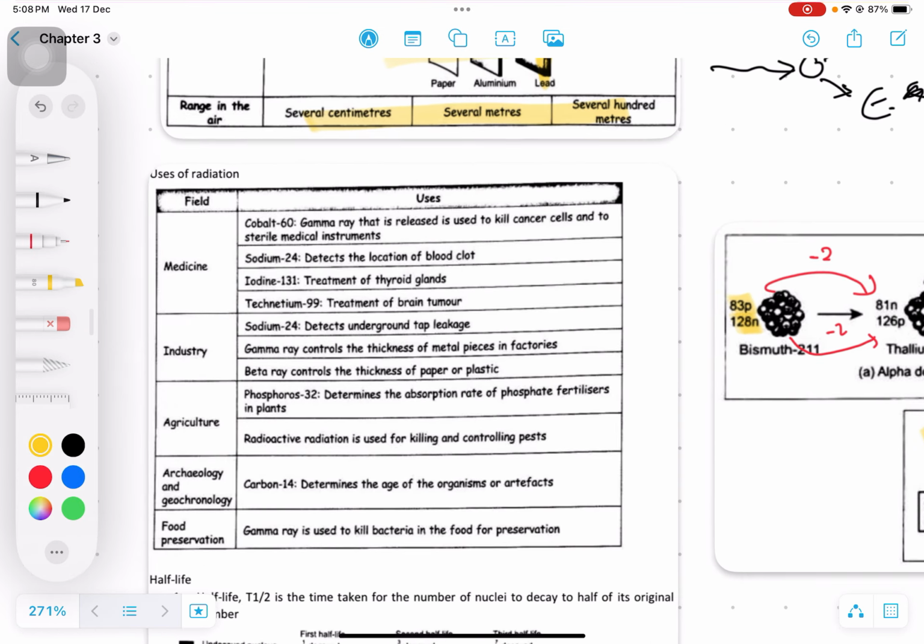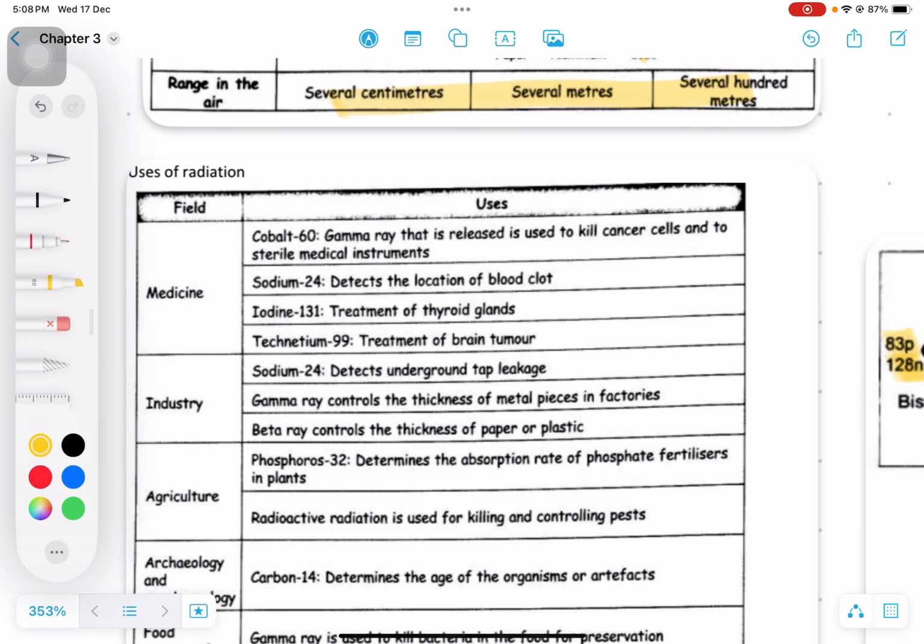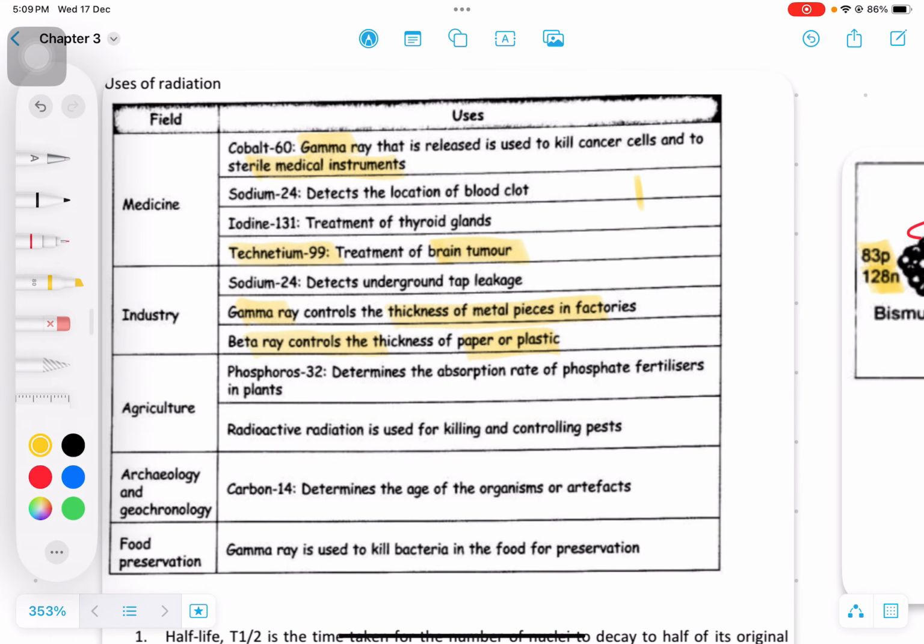So what's the use of radiation? Okay, this one you can understand. For example, gamma can treat brain tumor, medical. Usually gamma is used for sterilizing medical equipment, treatment. We all learned gamma ray from the electromagnetic wave in chapter 4. And for industrial use, we can control the thickness of metal with gamma. Beta can control the thickness of paper or plastics, something like that.